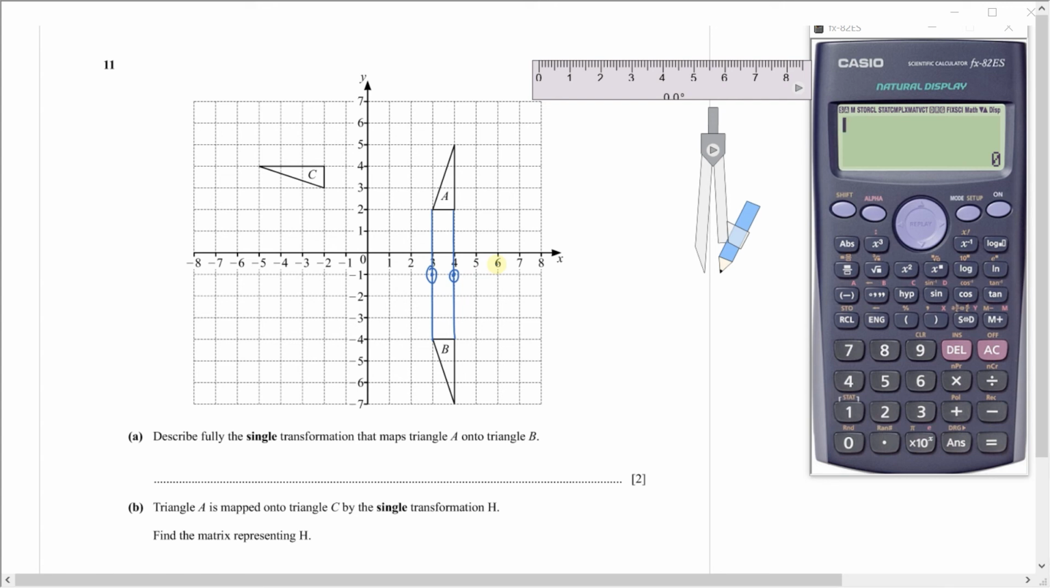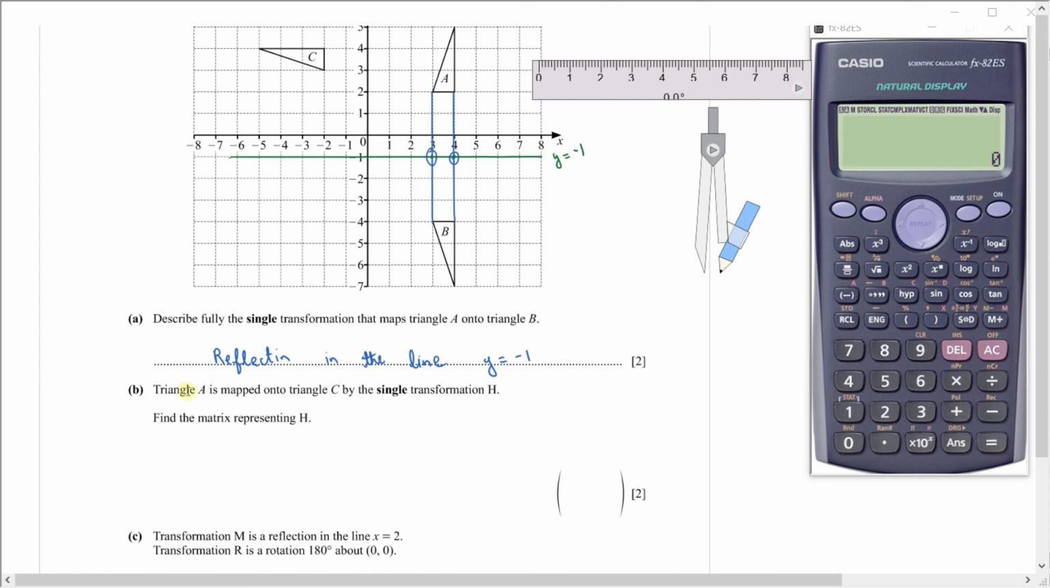So let me draw this in green. So if I join these two with a straight line, the line looks like this. So this line has an equation y equals -1. So the transformation that will map triangle A onto triangle B is a reflection in the line y equals -1. So that's how triangle A is mapped onto triangle B.